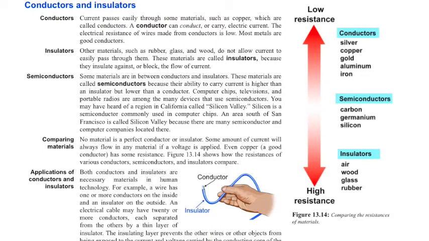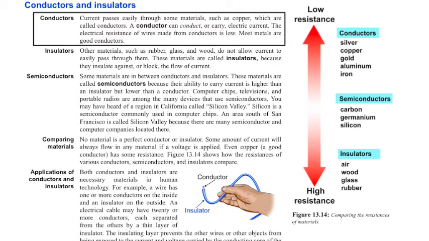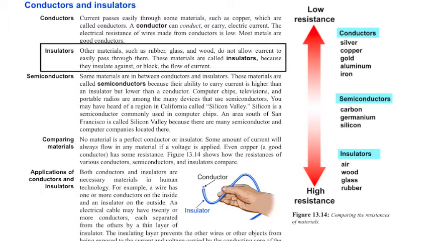Conductors and insulators. Conductors. Current passes easily through some materials, such as copper, which are called conductors. A conductor can conduct or carry electric current. The electrical resistance of wires made from conductors is low. Most metals are good conductors. Insulators. Other materials, such as rubber, glass, and wood, do not allow current to easily pass through them. These materials are called insulators because they insulate against or block the flow of current.